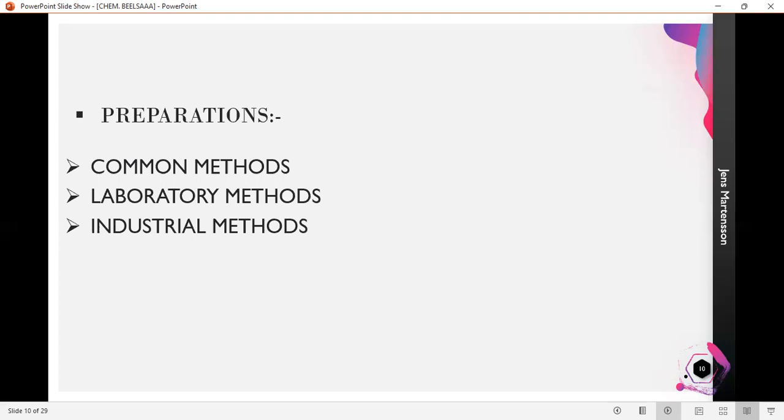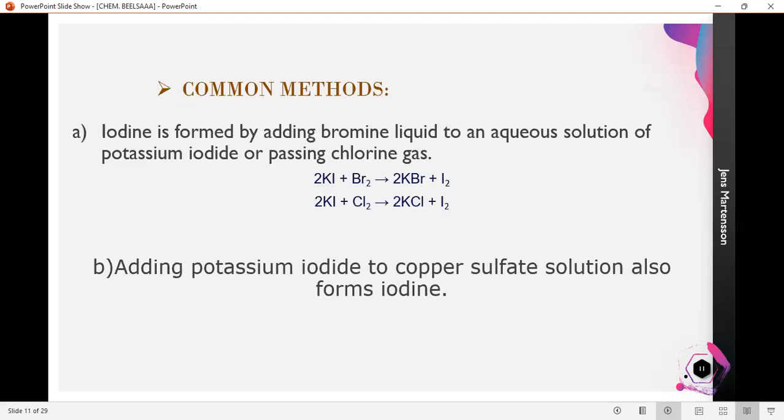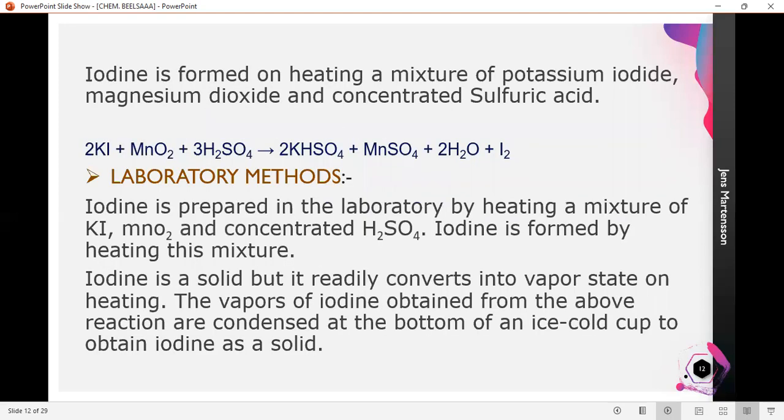It contains three subtopics: common methods, laboratory methods, and industrial methods. Common methods of preparation of iodine. Iodine is formed by adding liquid bromine to an aqueous solution of potassium iodide or by passing chlorine gas. Adding potassium iodide to copper sulfate solution also forms iodine. Iodine is formed on heating a mixture of potassium iodide, manganese dioxide, and concentrated sulfuric acid. And here is the reaction.